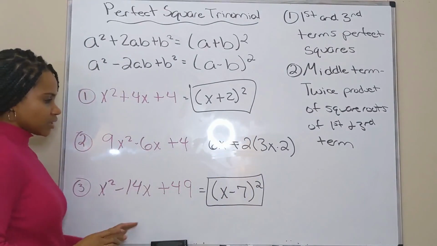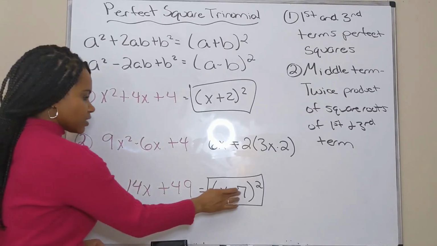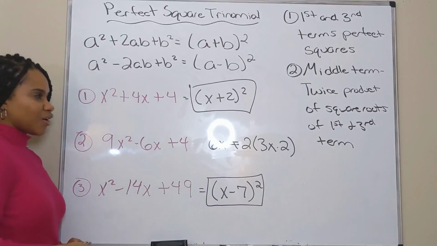And number 3, it is in fact a perfect square trinomial, x minus 7 squared. All right, so I hope you got these correct.